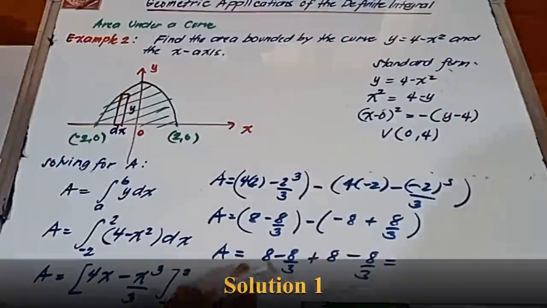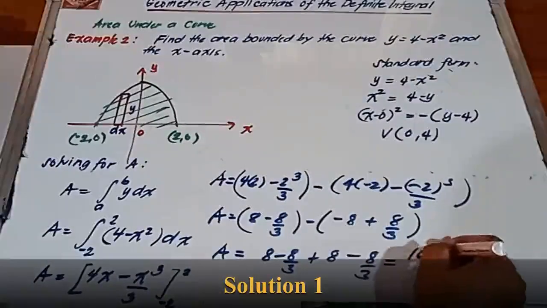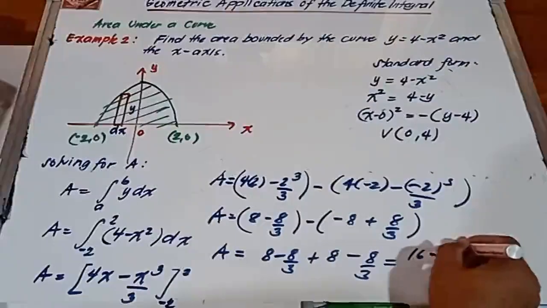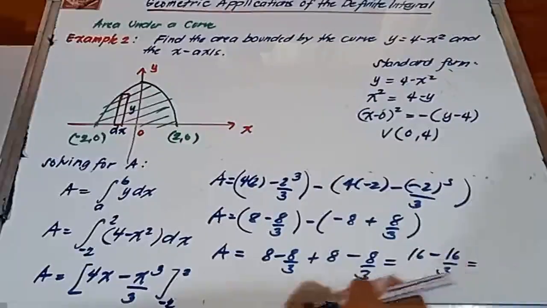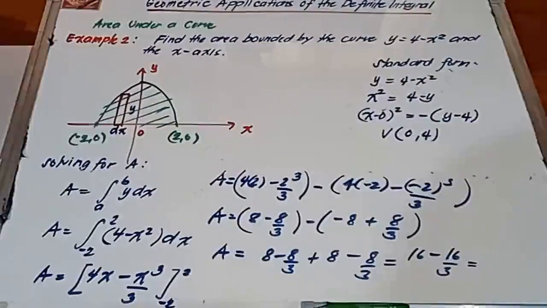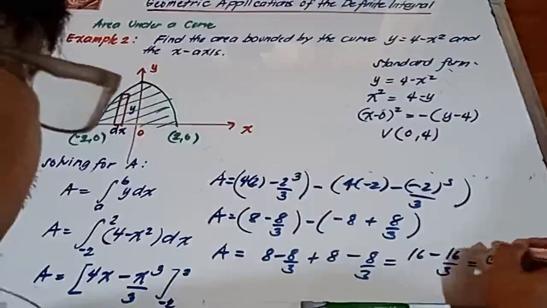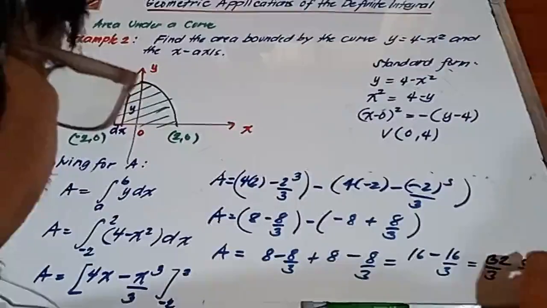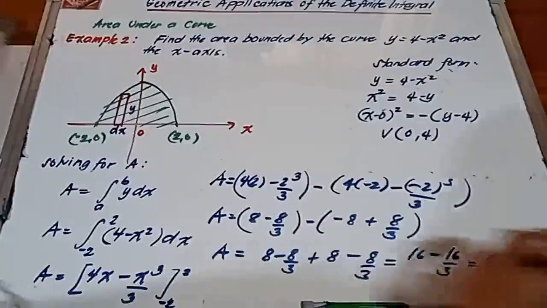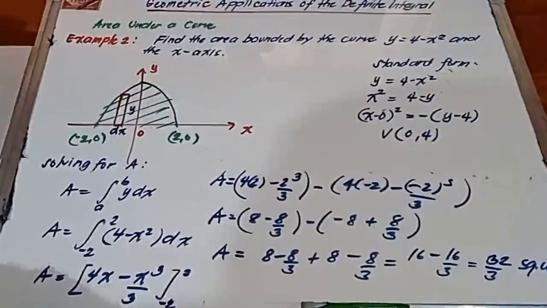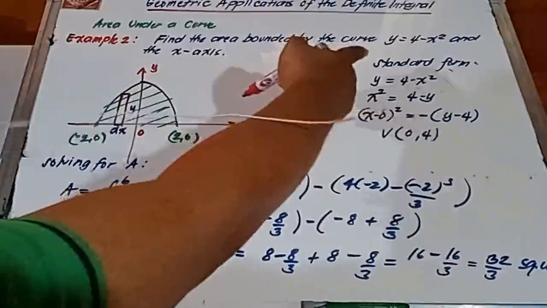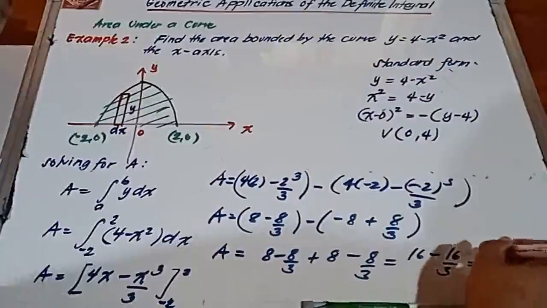So ang area natin, 8 plus 8 is 16. 16 minus 16 over 3. That is 48 minus 16. 3 times 16 is 48, minus 16 is 32. 32 over 3 square units. Okay, so yun ang ating area bounded by the curve and the x-axis.